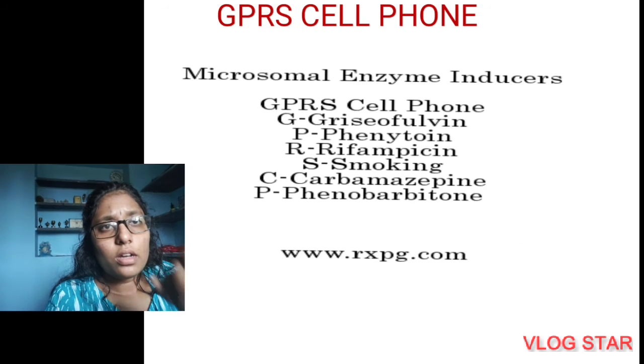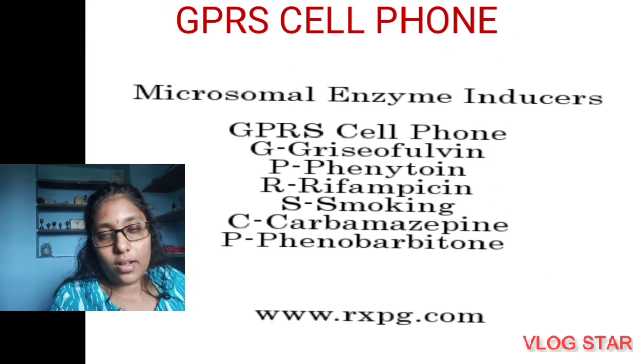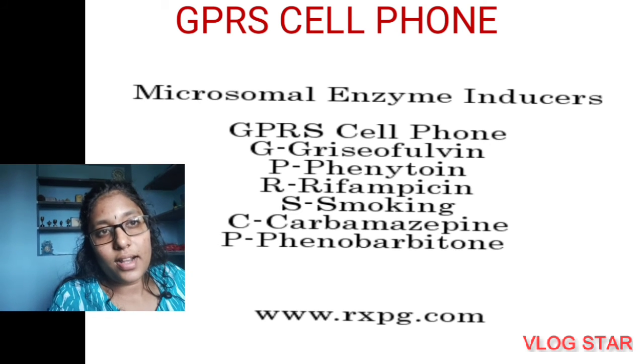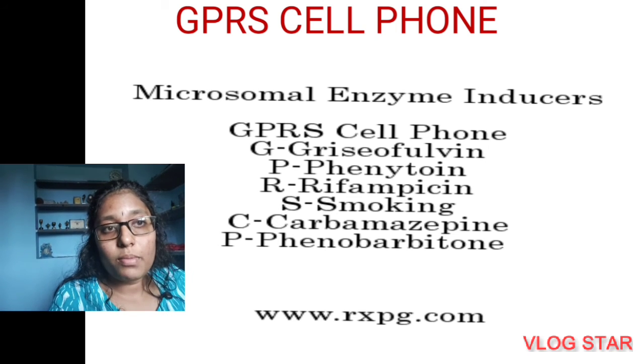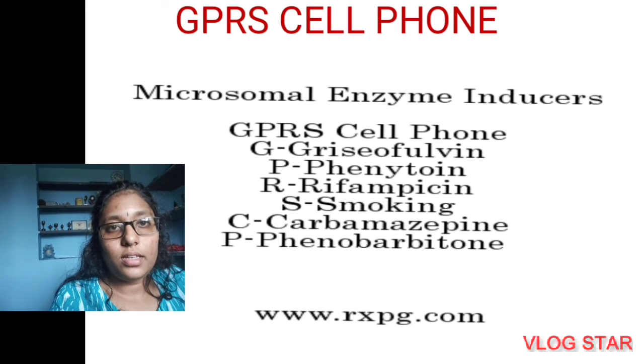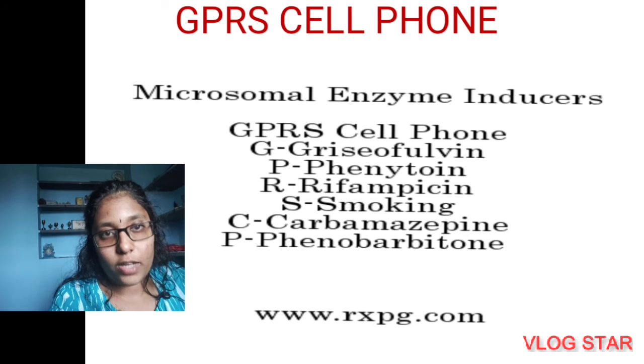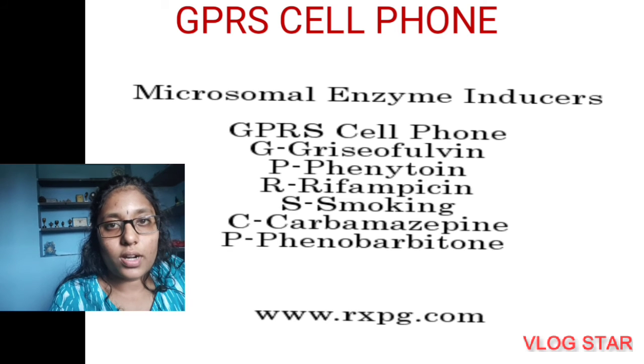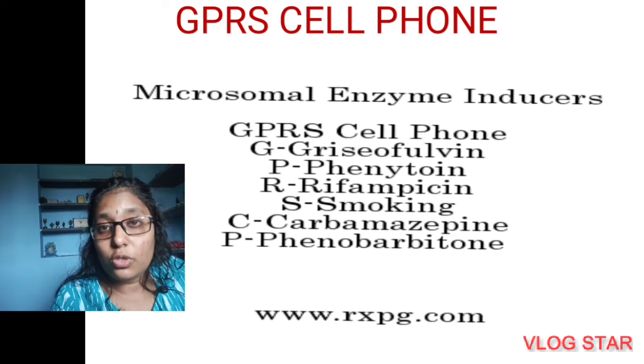This is the mnemonic to remember for enzyme inducers: GPRS cell phone, that is griseofulvin, phenytoin, rifampicin, smoking, which is not a drug, carbamazepine and phenobarbital. These induce the microsomal enzymes, that is cytochrome P450 enzymes, and increase the metabolism rate. For example, when rifampicin is given along with oral contraceptives, rifampicin induces the metabolism of oral contraceptives. As a result, they are easily excreted in the kidney and that may lead to pregnancy.